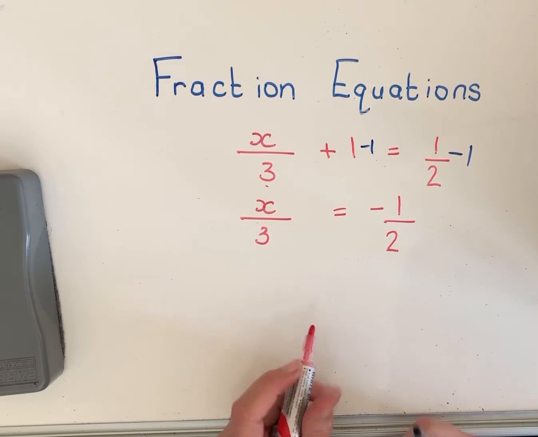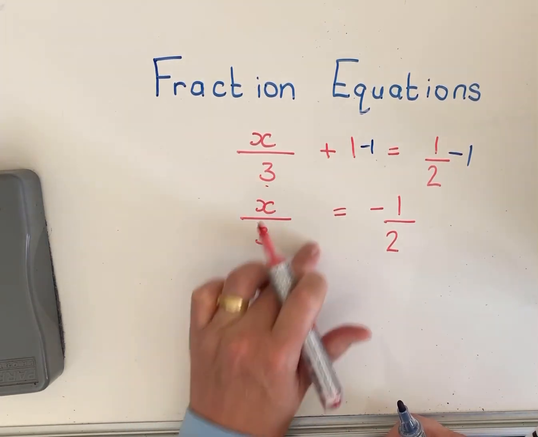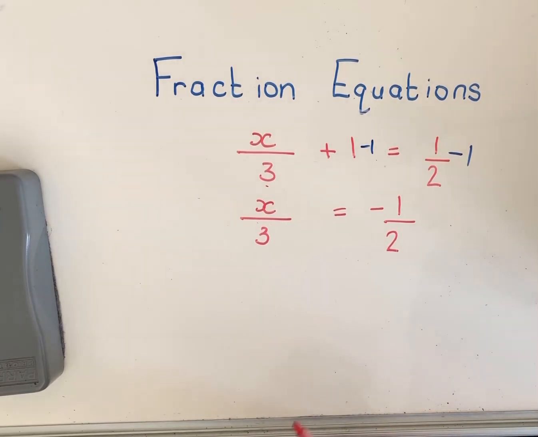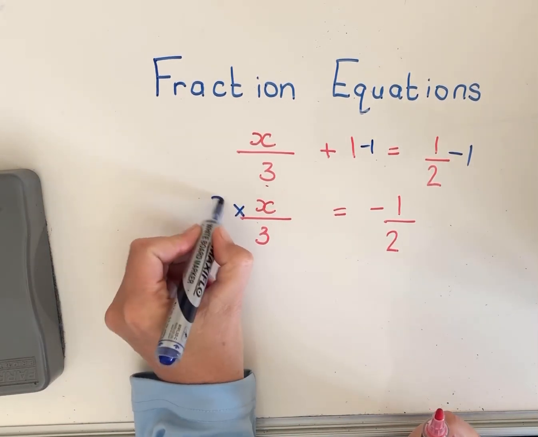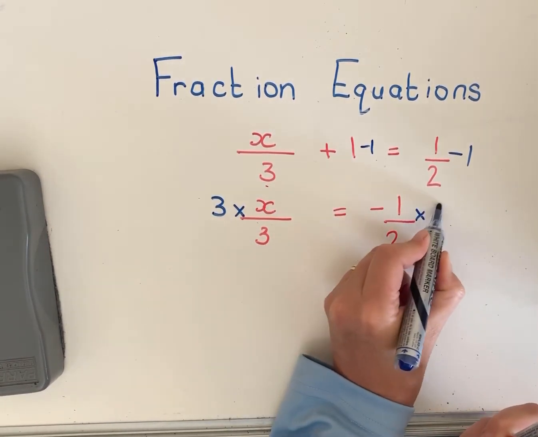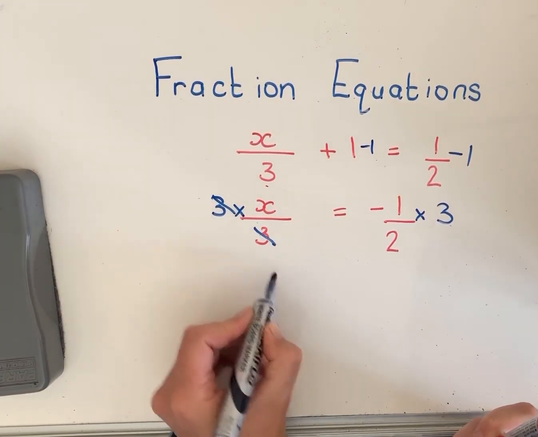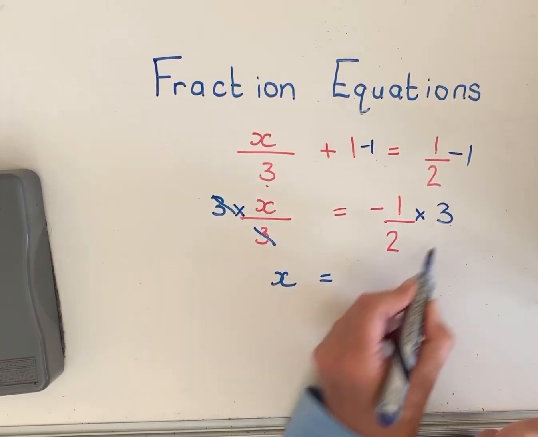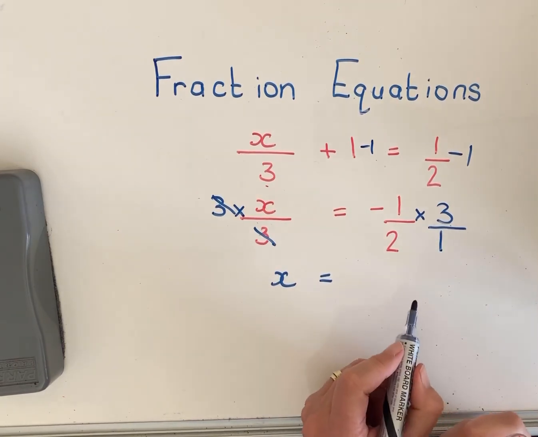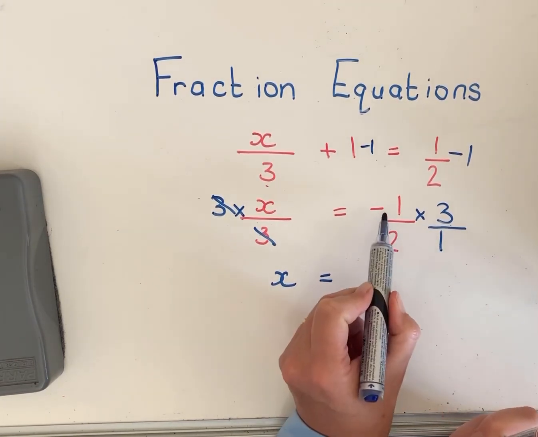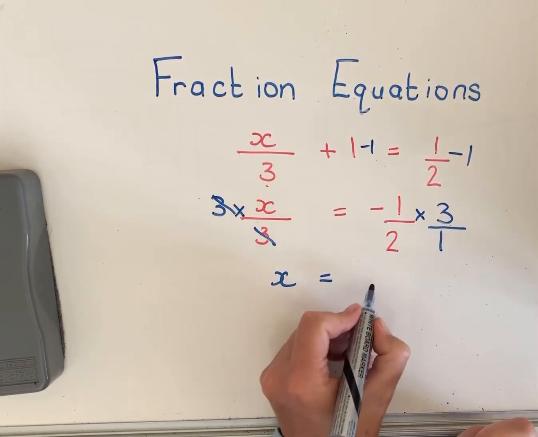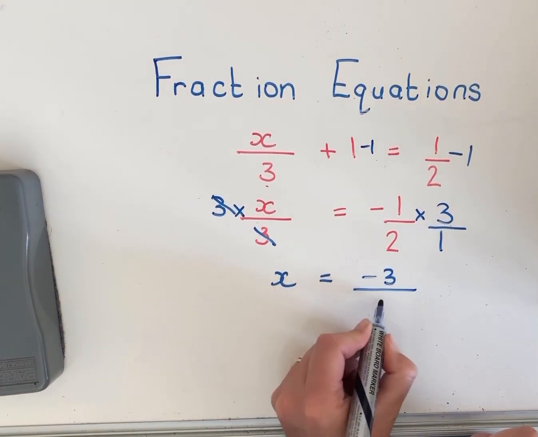Okay, so now I want plain x on this side. So I'm going to times it by 3 and times it by 3. Those cancel. So x is equal to, now I hope you remember your fraction rules. You times the top and you times the bottom. Minus 3 over 2.